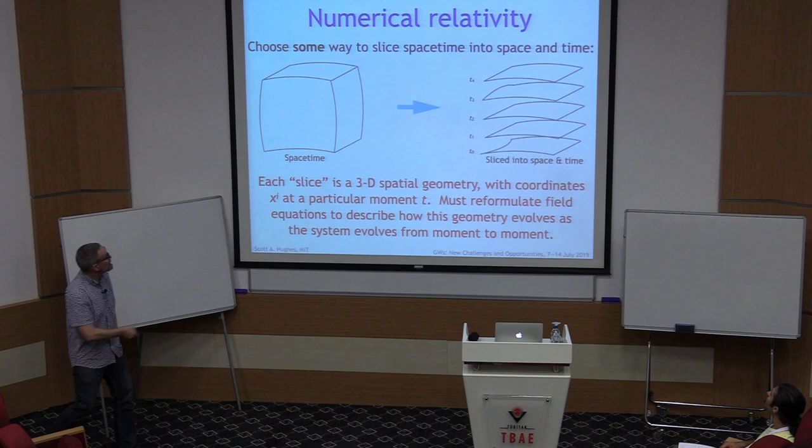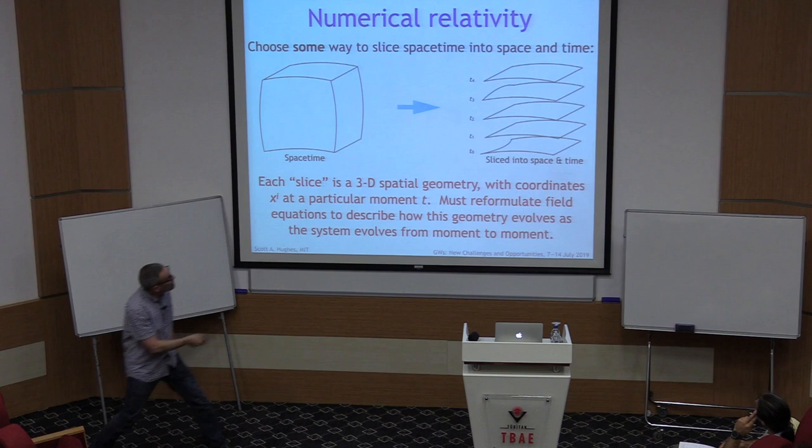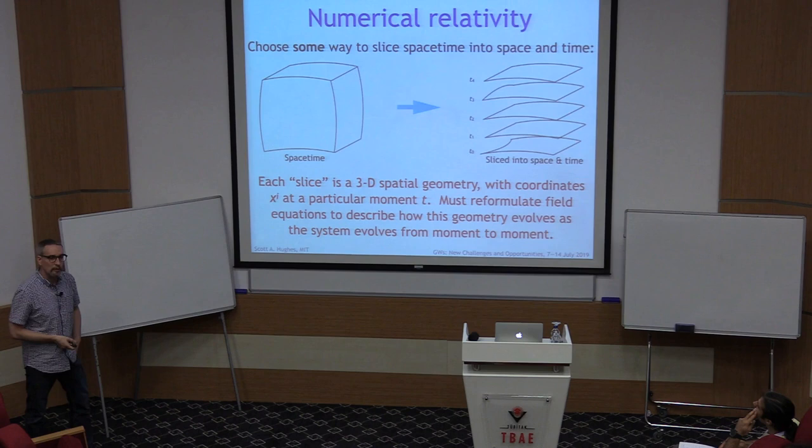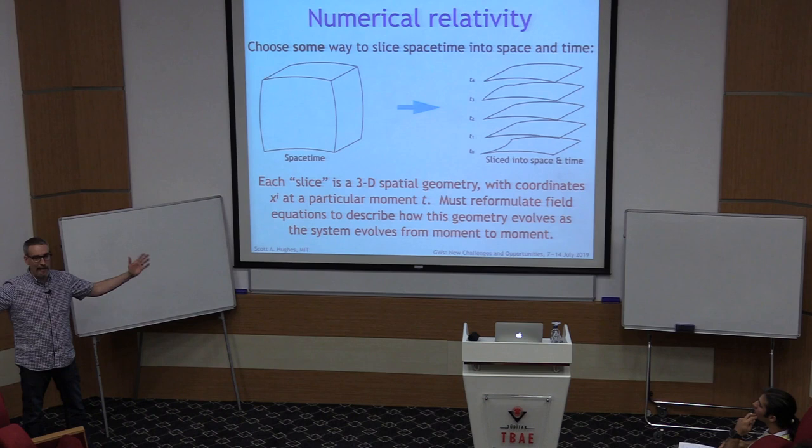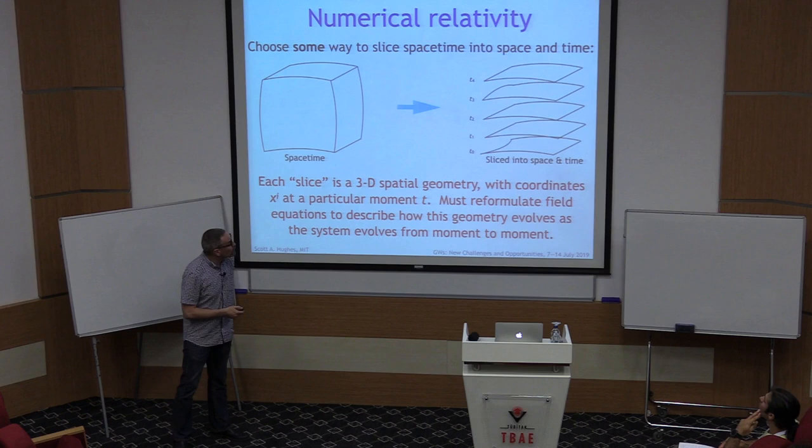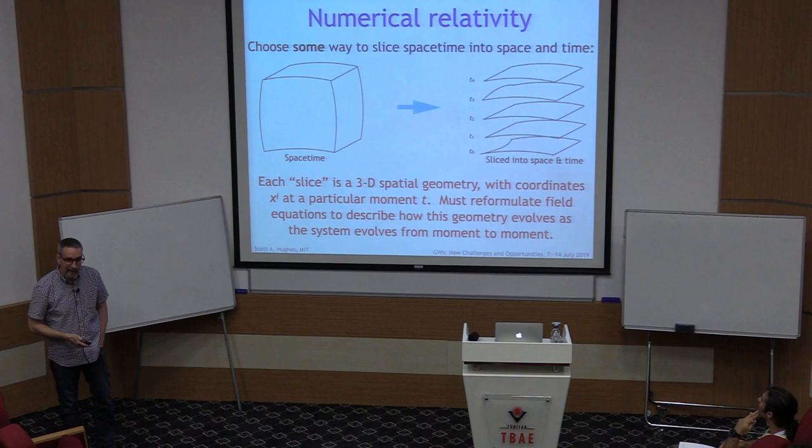So basically, what you need to do in order to solve these things exactly in the manner that I described is you imagine space-time as some object. I've suppressed a dimension here, but let's say time goes to the future, and you need to slice it into moments of different times according to a particular choice that you make. And I want you to imagine that every one of these slices actually corresponds to some three-dimensional geometry for essentially the entire universe. So we need to reformulate the field equations to describe how this geometry evolves from moment to moment once I have actually done this.